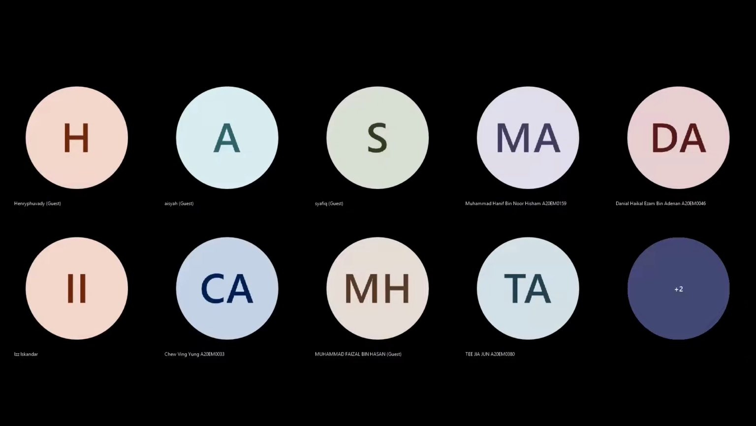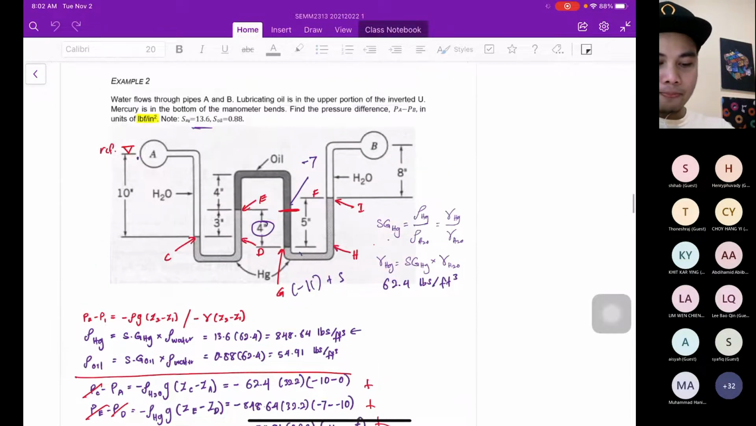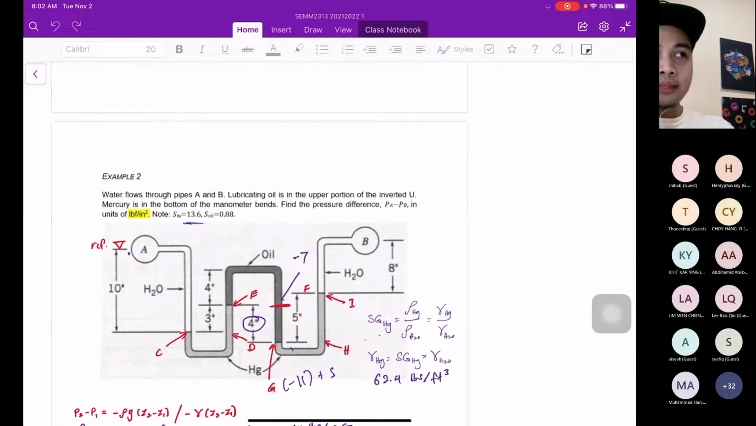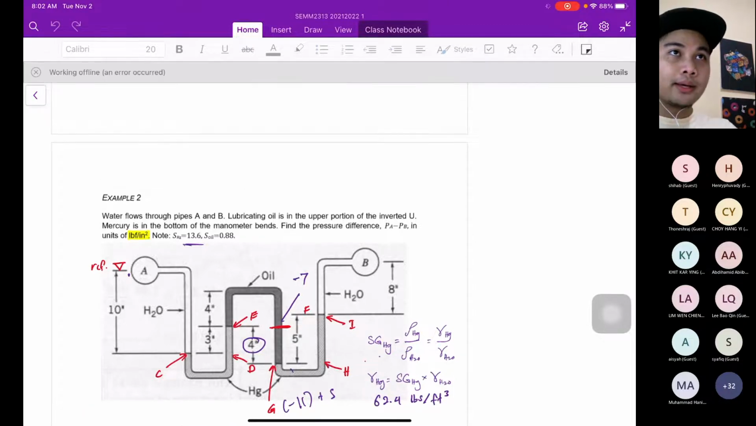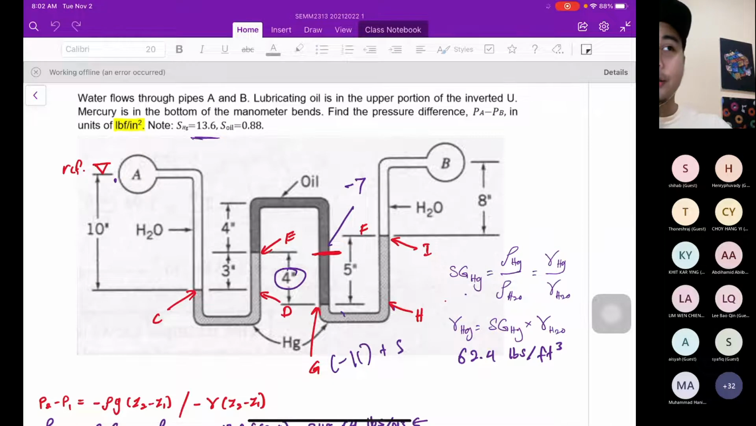Well, class, just to recap what we have learned during our last session, remember we learned to do example 2, which is to calculate the pressure measurement inside the manometer. So this is the manometer, as you can see. It is quite complicated in nature because it consists of multiple fluids. We have the mercury, we have the oil and water, right?